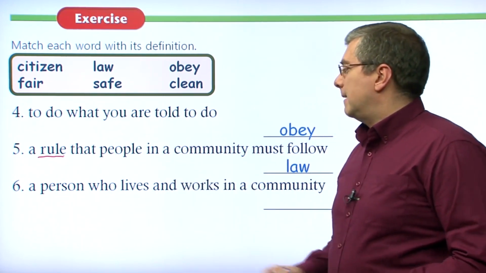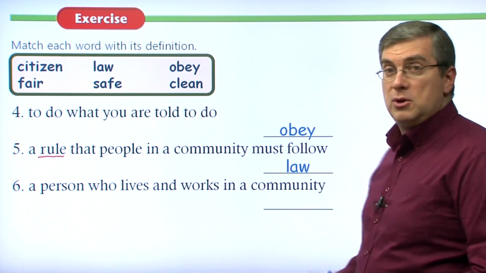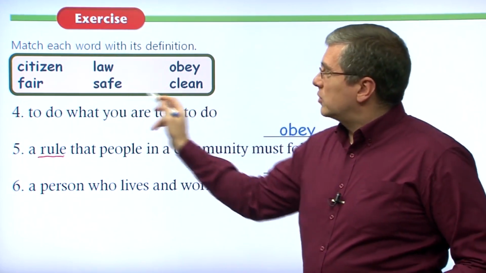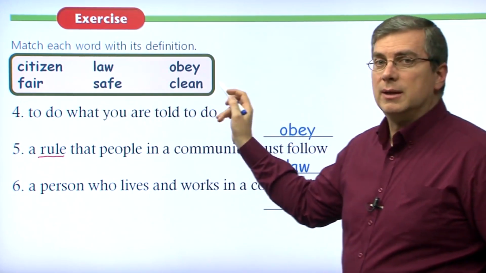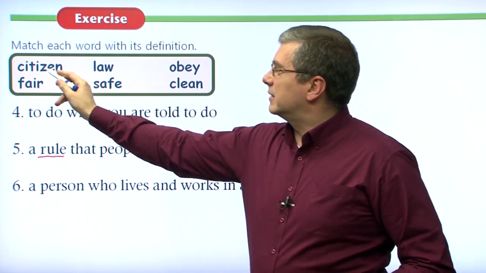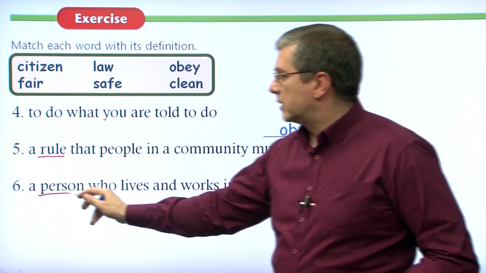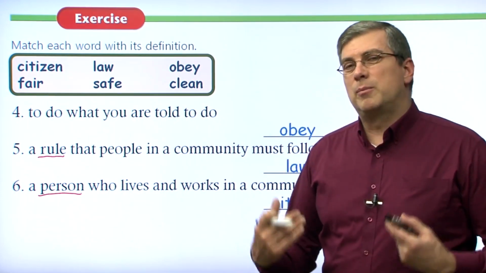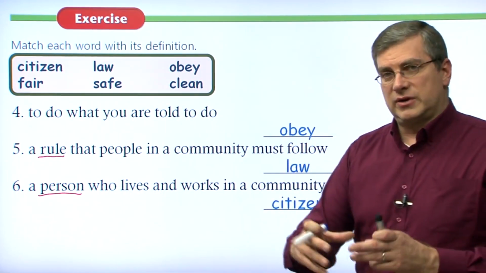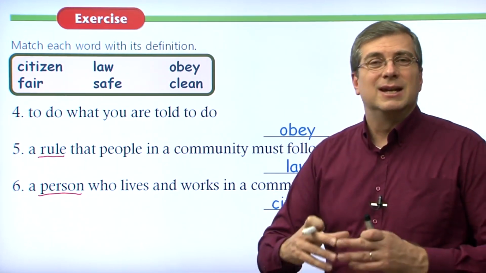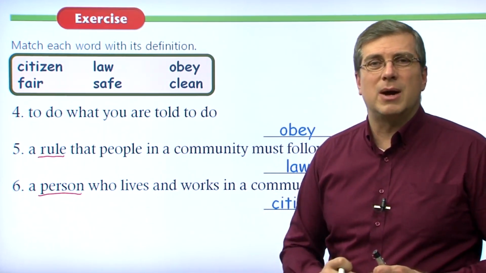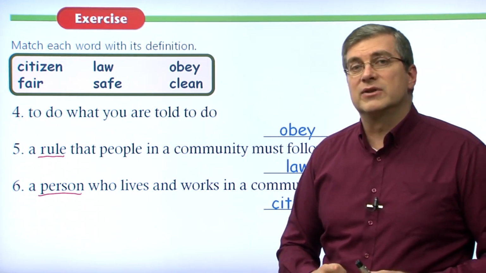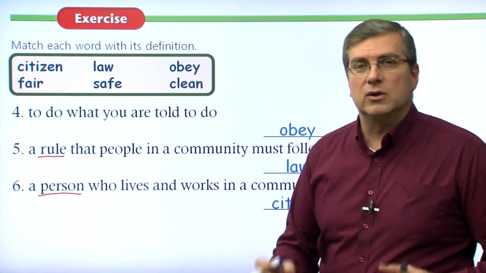Number six, a person who lives and works in a community. We are all these types of things. It's a person. Which one of these has to do with a person, people, right? Citizen is the only word that is talking about a person. But when we think about it, yes, we are people, but we are also part of a community. We are part of our small village or town, city, or country. Especially when we talk about country, we are citizens of a certain country. But you can also say you're a citizen of a certain city or a certain state or a certain region.